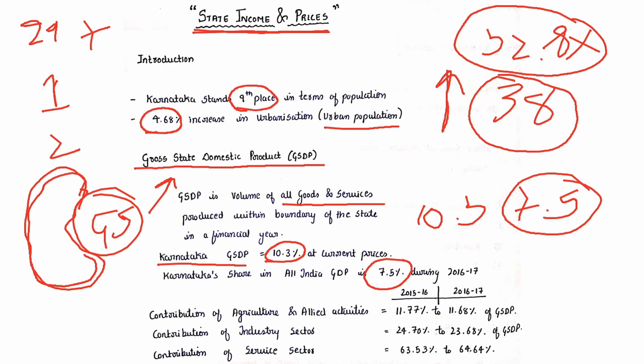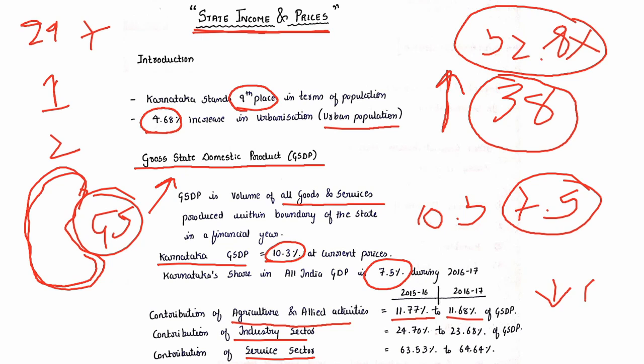So we'll see the sectors which have been contributing in comparison with last year: the contribution of agriculture and allied activities, the industry sector and the service sector. We'll see all these three. Agriculture and allied activities contributed 11.77% in 2015-16, whereas 11.68% in 2016-17. So there was a decrease.